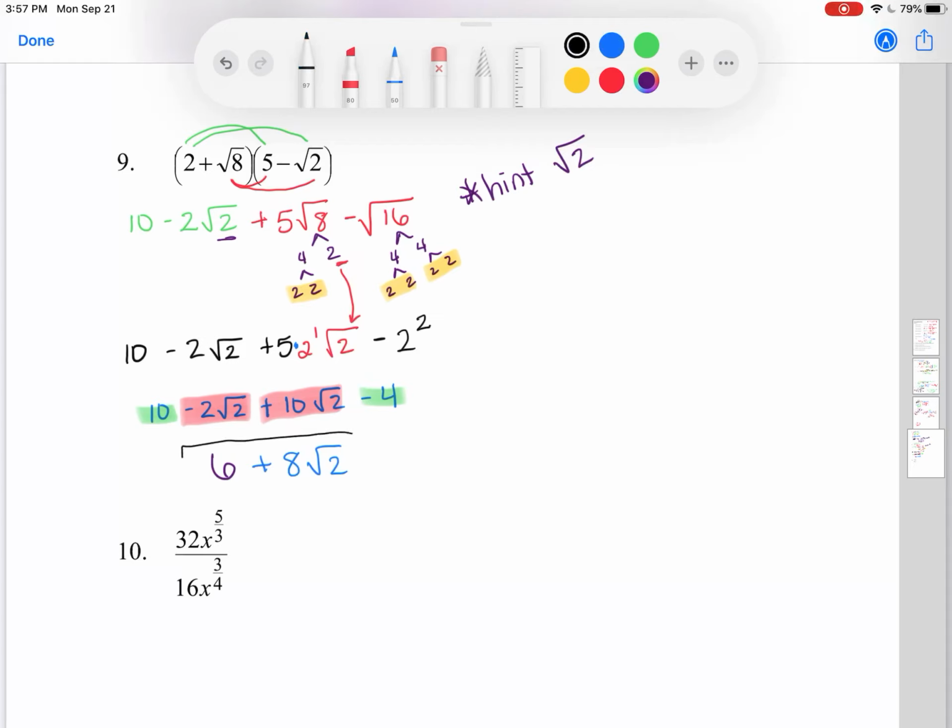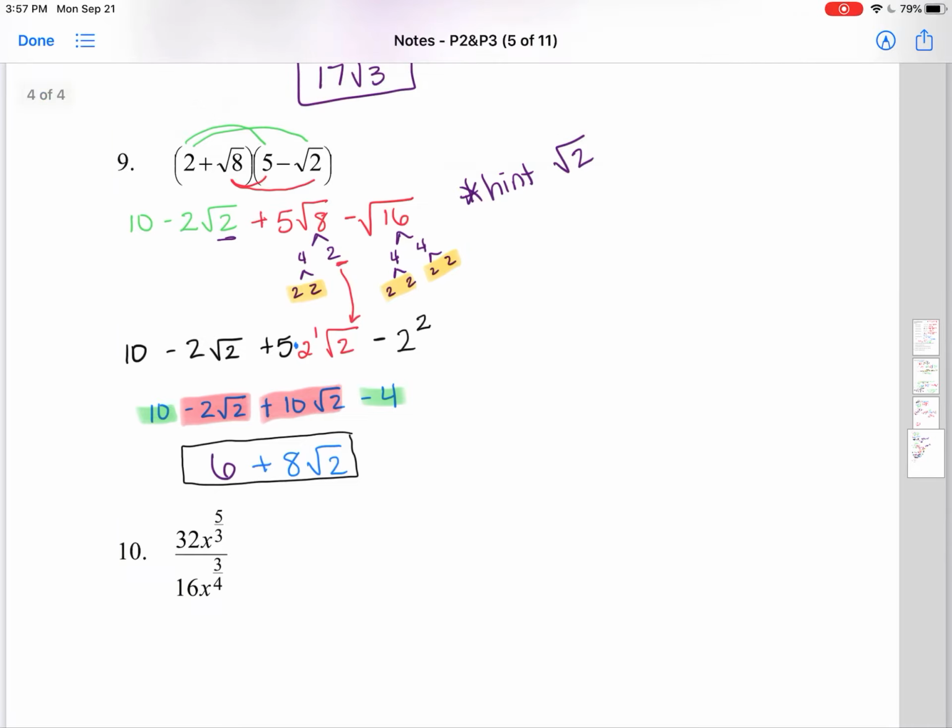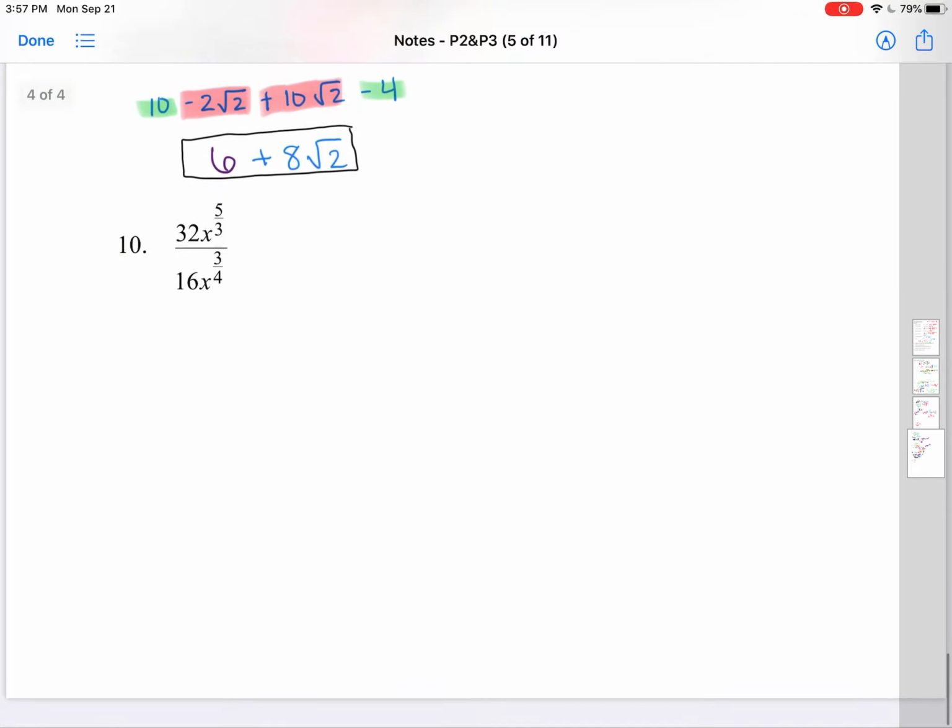Okay, this isn't the prettiest of answers, but it is the most simplified answer I can provide. Of course, you can go into your calculator and get a real decimal. That's not what we're looking for here. You're just looking for the simplified version of foiling that problem. All right.